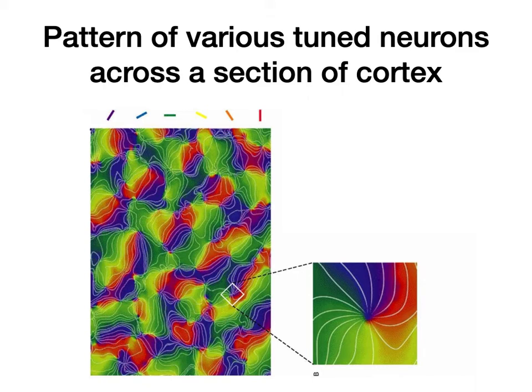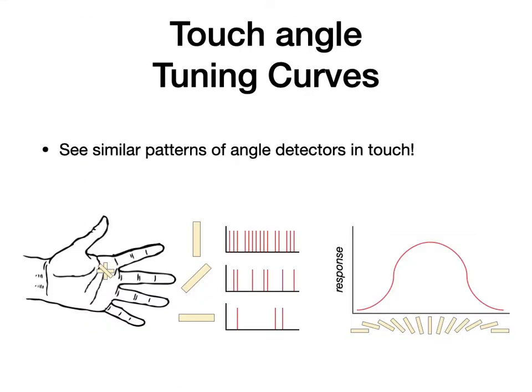Speaking of touch, we can see similar patterns of angle detectors in touch. In the same way that in vision a certain set of neurons being active might cause a particular angle detector to trigger, it's exactly the same on your palm. If you push your fingernail into your palm in one direction, it feels one way. Push it in a different direction, it feels a different way. Don't push too hard.